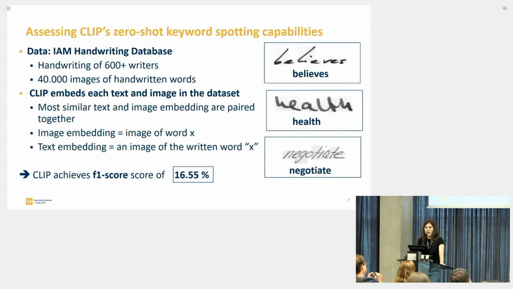So the idea, again, is that I embed all the images in the dataset as well as all the transcriptions in the dataset, and I map the most similar text embedding and image embedding to one another. Now, this gave me an F1 score of 16.55%. Again, this is the CLIP model, which hasn't been fine-tuned on any handwritten words.